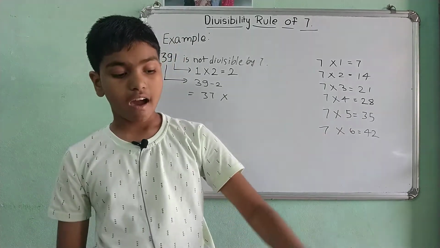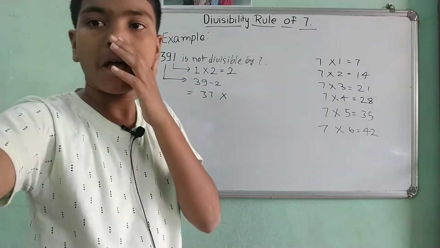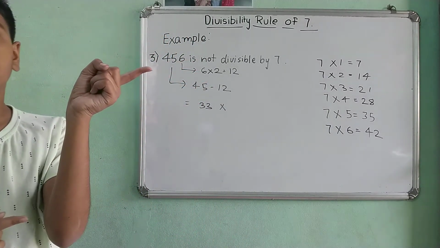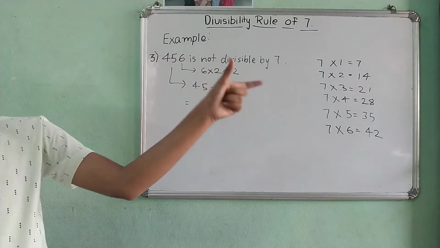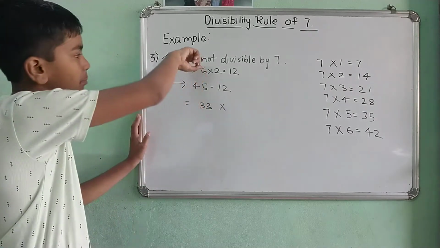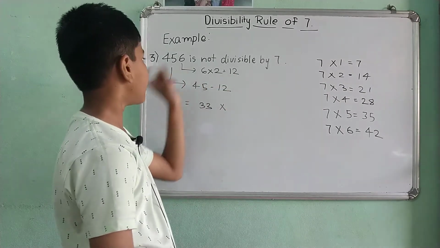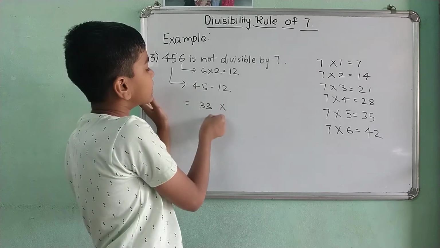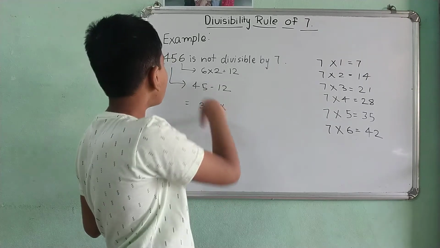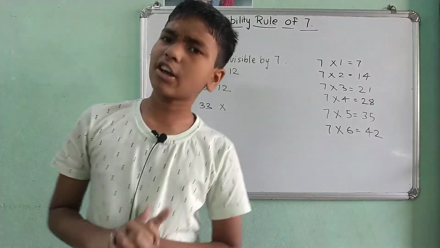Now let's see our third, fourth, and sixth examples. Let's see on our screen. So our next example, as you see, is 456. Okay, so it is not divisible. I have written how. See, whenever you repeat this digit 6, you get 6 into 2, that is 12, and 45 minus 12 is 33. Is 33 divisible or not? Not. So what we are going to do? We are going to say that 456 is not divisible by 7. That's the easy concept, as you see.